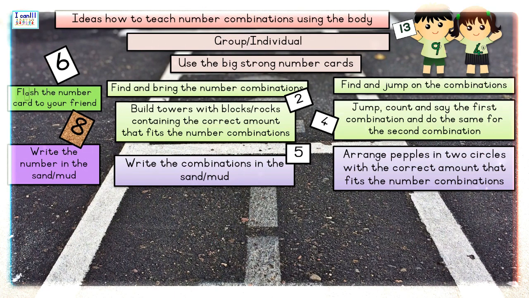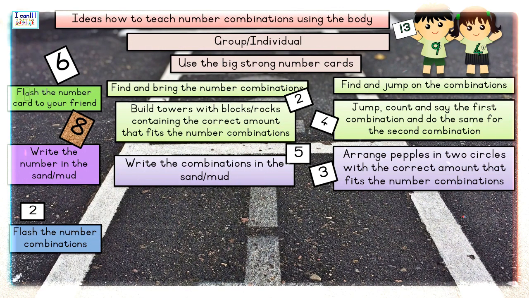5 combined with 3 will be 8. We can also flash the number combinations to the kids. For example, 2 and 8. The answer would be 10.